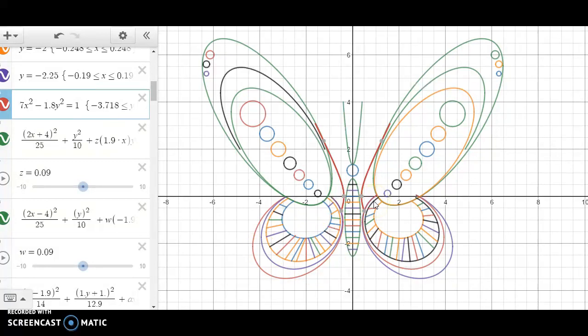For the Conics project, I used four of these conics, and I intersected them, and I changed them in a way to make it look beautiful. So I hope you enjoyed it.